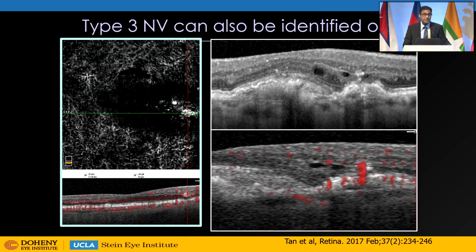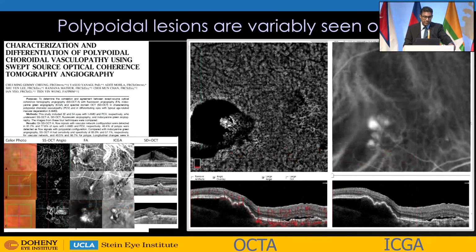Type 3 neovascularization can sometimes be more tricky to identify. You have to scrutinize for it, but you can identify in this example here an area of intraretinal neovascularization that's now extended inferiorly towards the sub-RPE space.